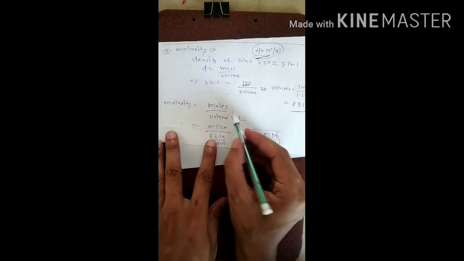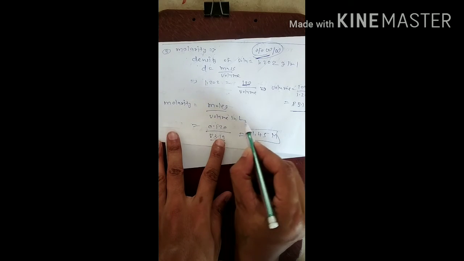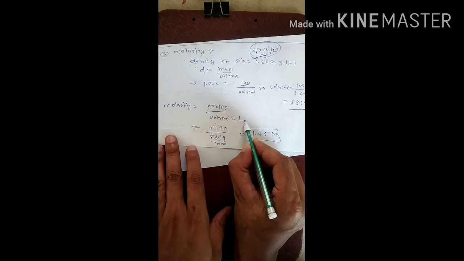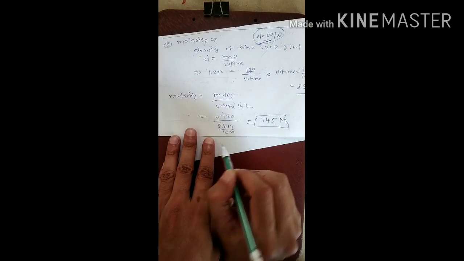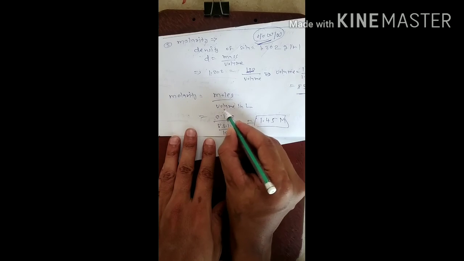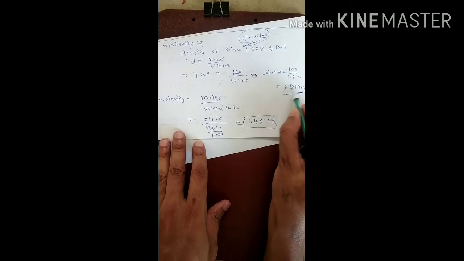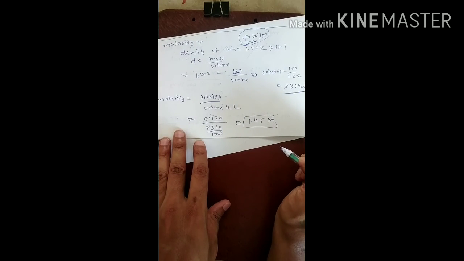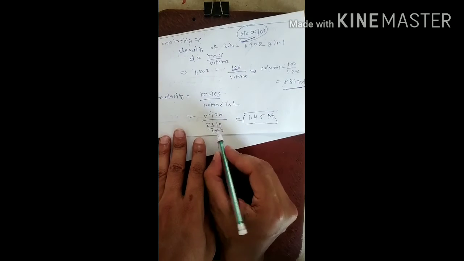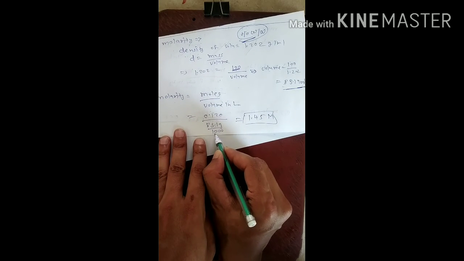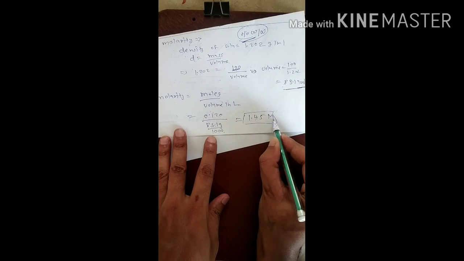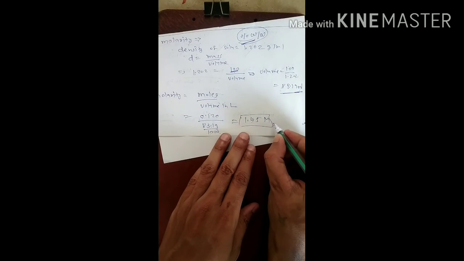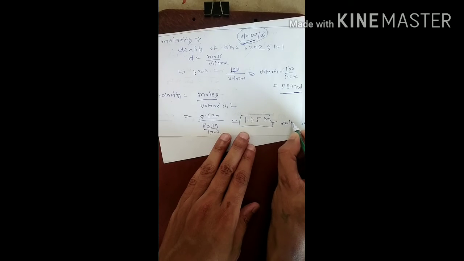Now molarity is equal to moles divided by volume in liter. So moles of KI, 0.120, divided by volume in liter. As I said just now, to convert ml to liter you have to divide by 1000. So 83.15 divided by 1000. By calculating this you will get 1.45 molar. Capital M means molar.